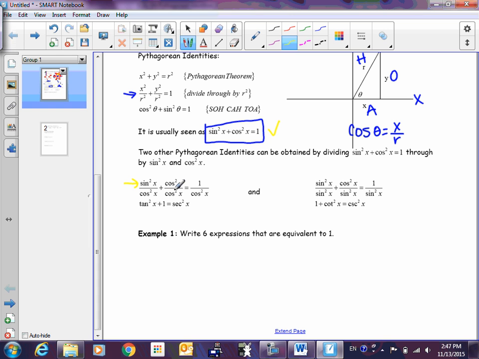Cosine squared divided by cosine squared, you divide something by itself, you get a 1. And remember, 1 over cosine, that's a secant. So this right here is another Pythagorean identity. And I'm going to just go ahead and circle this one over here.